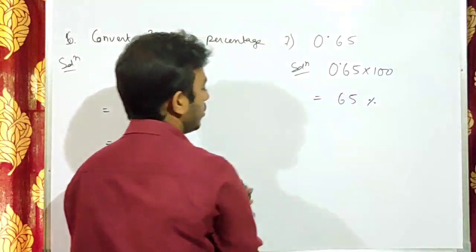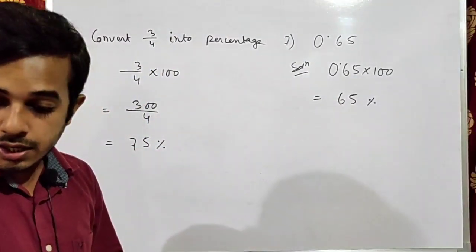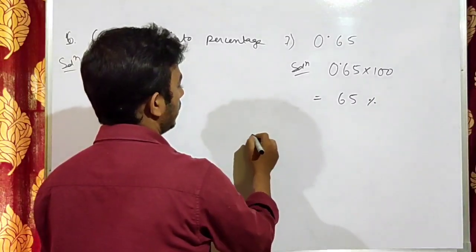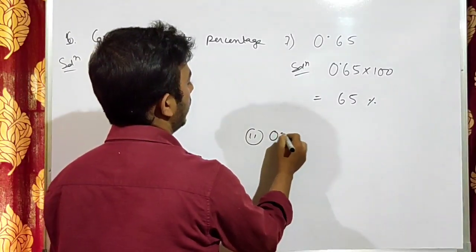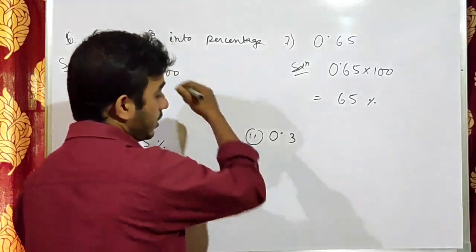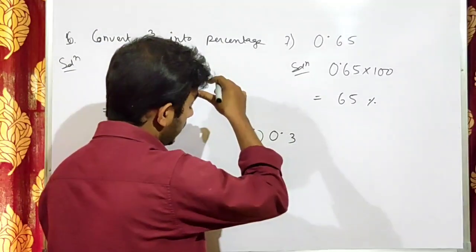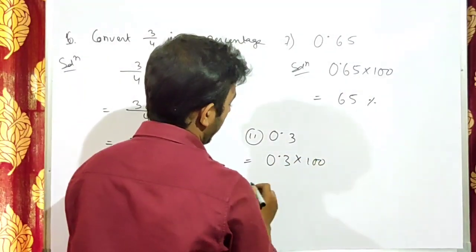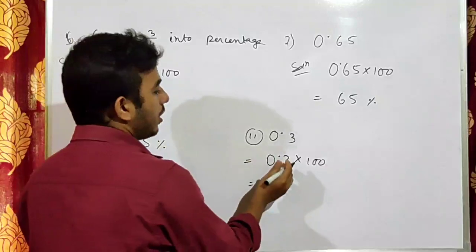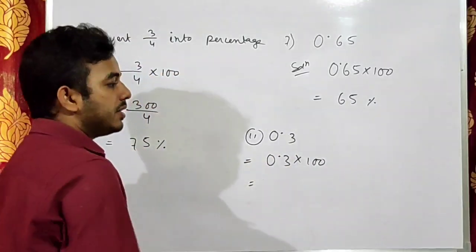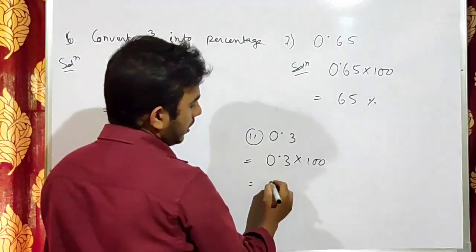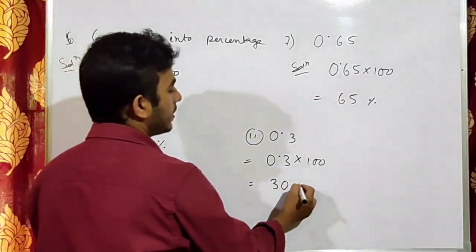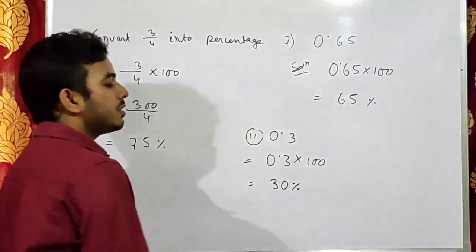Now let us solve another decimal. Suppose 0.3. If we multiply 0.3 into 100, what will be the result? Look, there is one digit after the decimal, right? So it will be 30. Clear? And then we have to put the percent sign. Finish.